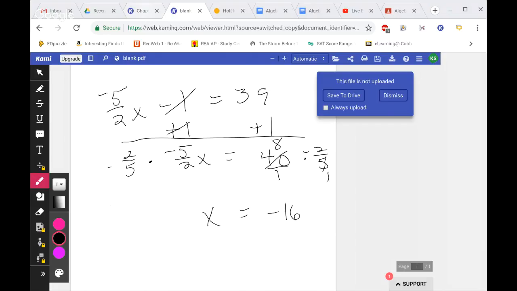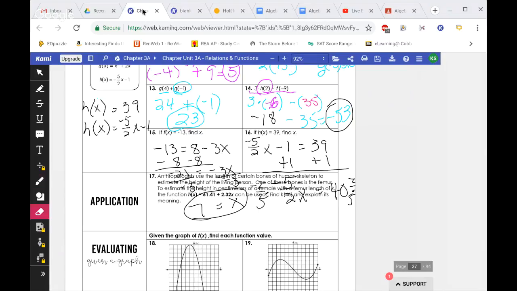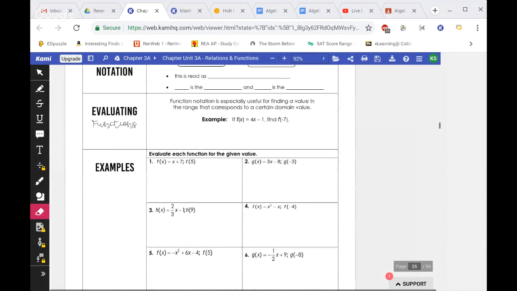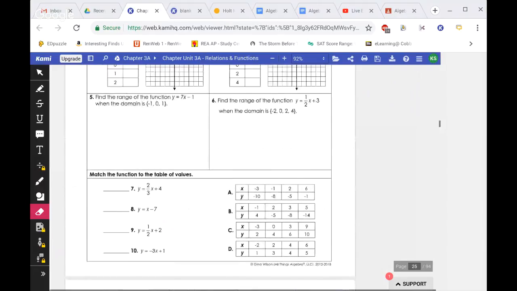How many of you actually watched the Edpuzzle that I posted on function notation? I did. Okay. Was it helpful for you? Yes. Yeah. It was? Okay, good. Well, I just thought more examples would definitely help.